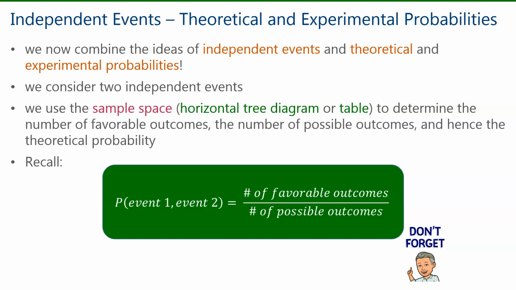Recall, the probability of event 1 and event 2 occurring will be the number of favorable outcomes divided by the number of possible outcomes. So we are now dealing with two independent events. But our formula works the same way.